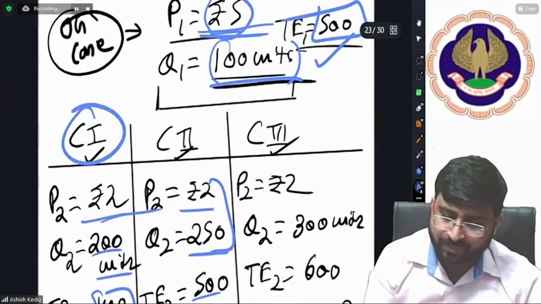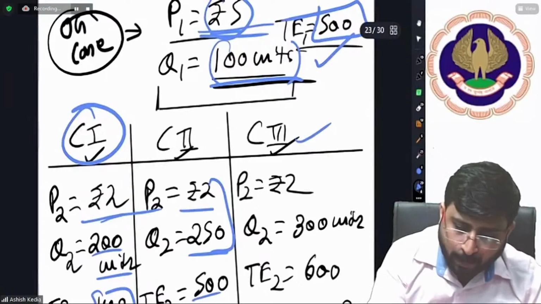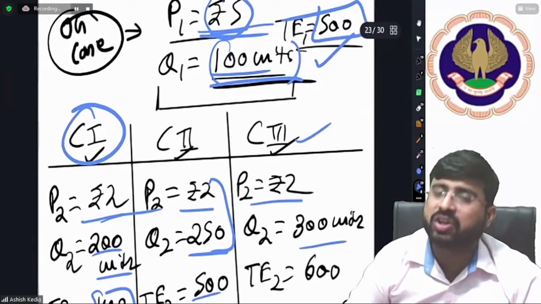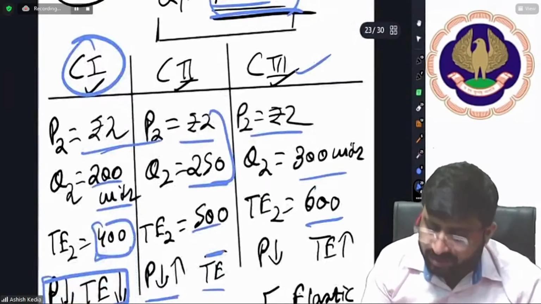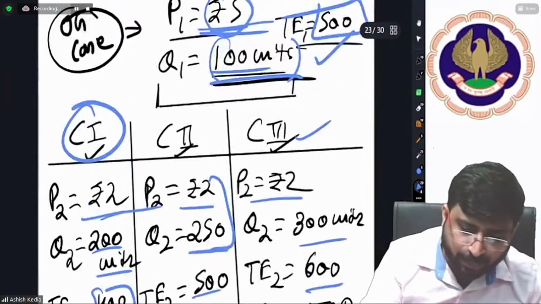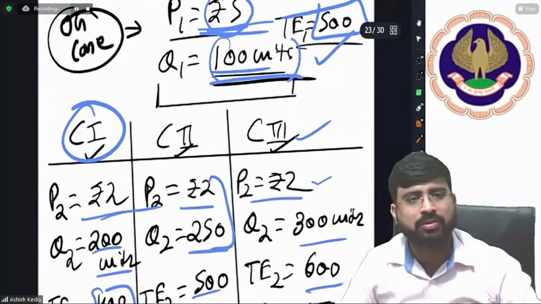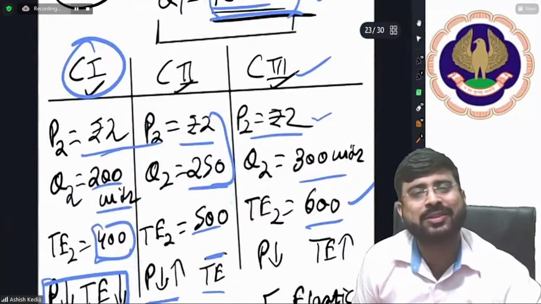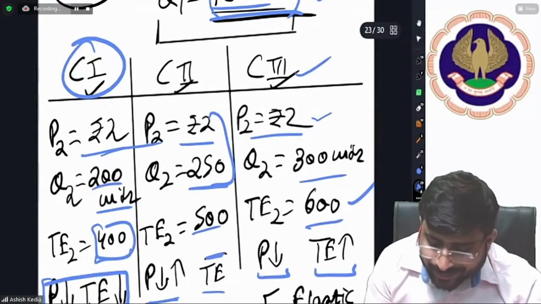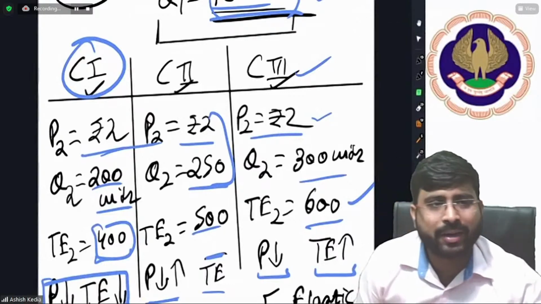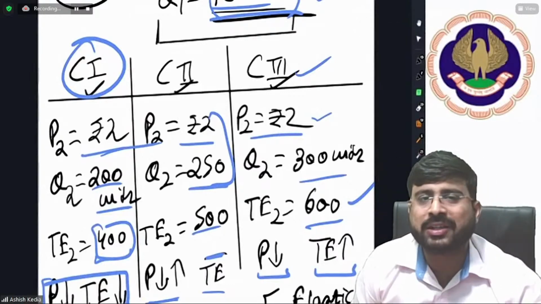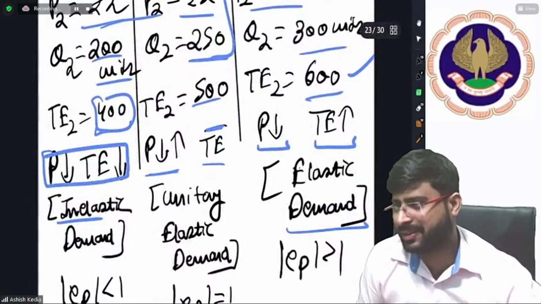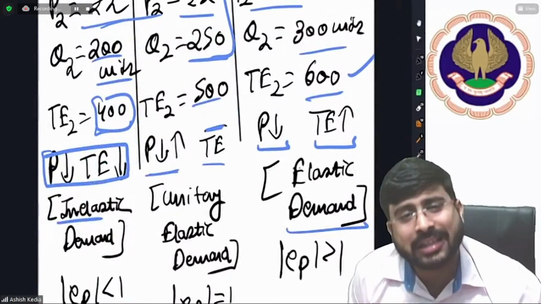And finally, case 3. Suppose price was 5 and it has gone down to 2. Quantity from 100 has gone to 300. So new total expenditure is 600. So when price is going down from 5 rupees to 2 rupees, total expenditure is going up from 500 rupees to 600 rupees. So when price is falling down, total expenditure is going up. That, my dear friends, is called elastic demand.